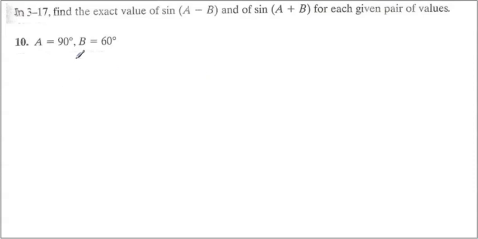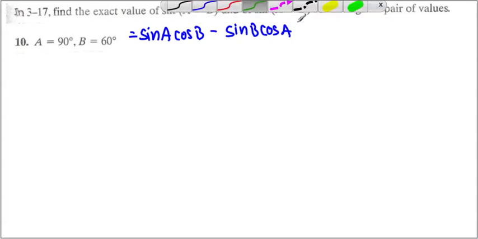Alright, let's look at the sine. In case of sine, sine of A minus B in fact is equal to sine of A cosine of B minus sine of B times cosine of A. That's basically what we're looking at. In case of addition, all we have to do is put addition in the middle.